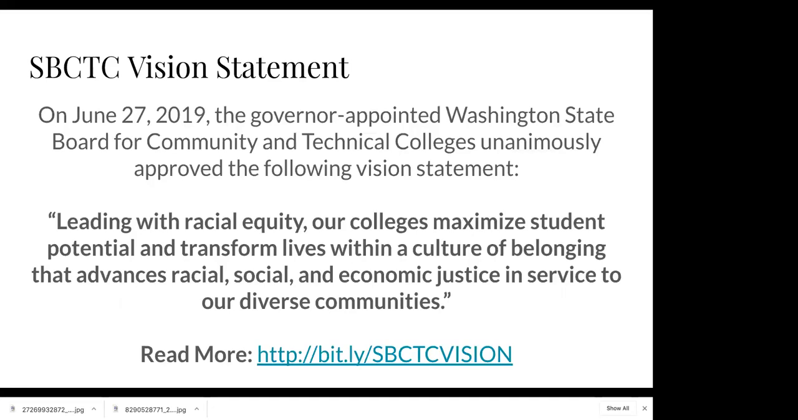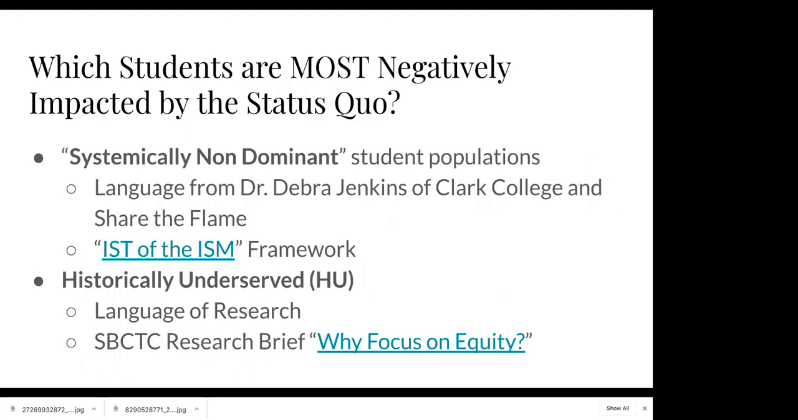And in the context of guided pathways, this is really about how do our structures at the status quo college prevent us from doing this? And how can we use this to change? How can we use this moment of the guided pathways implementation to really reach this vision, to achieve this vision? Right now, we know which students are most negatively impacted by business as usual, by the status quo.